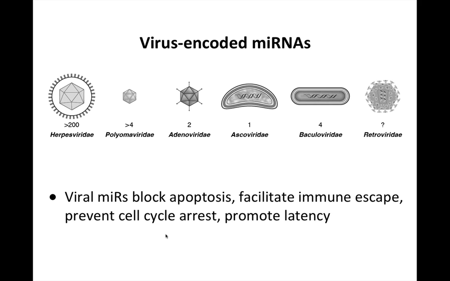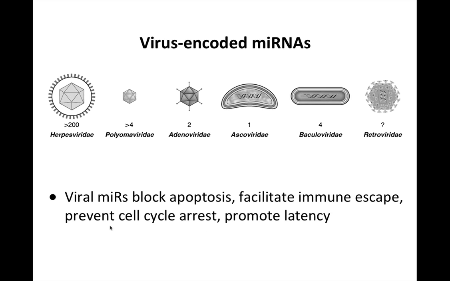Do viral genomes encode microRNAs? Some of them do. Herpes viruses have a lot of them, fewer in other viruses. What they do is still being worked on. This is a very active area of investigation. We know already that many of these block apoptosis. When viruses infect cells, the cells respond by killing themselves. And viruses want to block that because they want to replicate. Some of these viral miRs block apoptosis. They help the virus escape from immune responses.